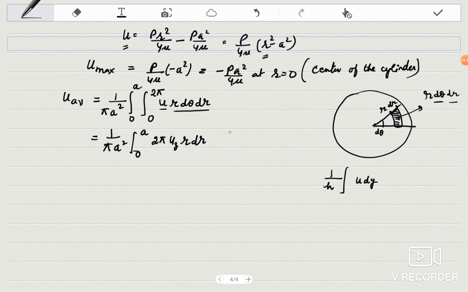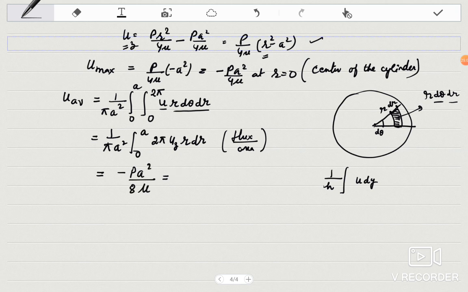This is again the flux upon area of cross section. So if you calculate it, you put just the value of uz, then integrate, put the limits, and you will get its value as p a square upon 8 mu.